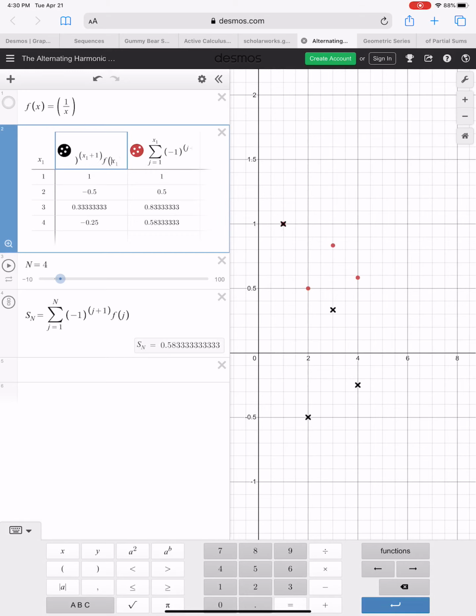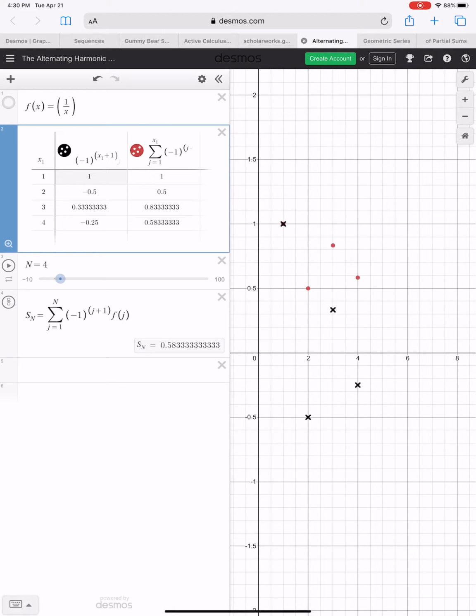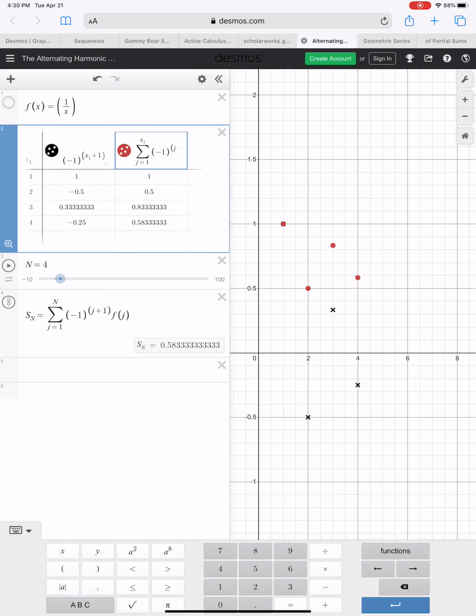And so in my first column with black, that's minus 1 to the x1 plus 1 times f of x1. So those are the terms of the series, right? So that's 1, you can see here, minus 1/2 plus 1/3 minus 1/4. And then in the red set of points here, those are the partial sums. So the sums of the black points from indexes 1 up to x1.